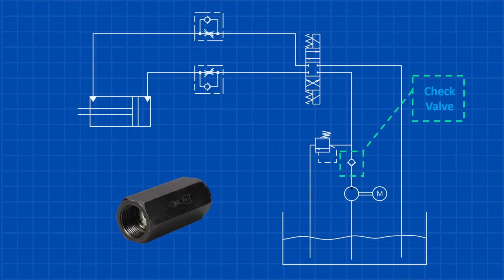Next in the system is the check valve, a critical component that ensures fluid flows in only one direction. Although some designs omit a check valve after the pump, I always include one to prevent back pressure on the pump. This simple addition enhances the pump's performance and boosts the system's overall efficiency.